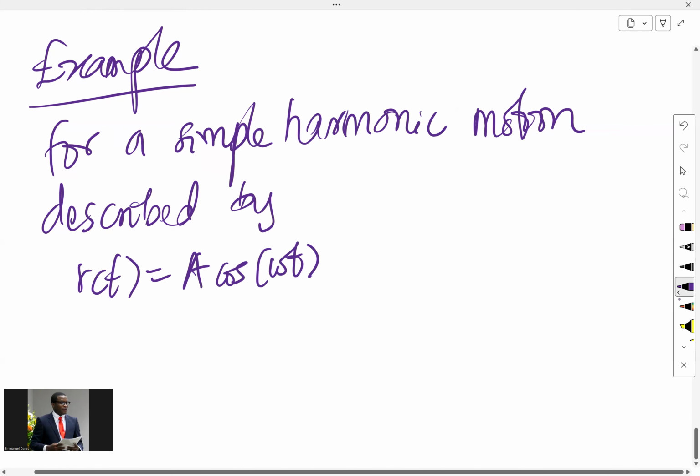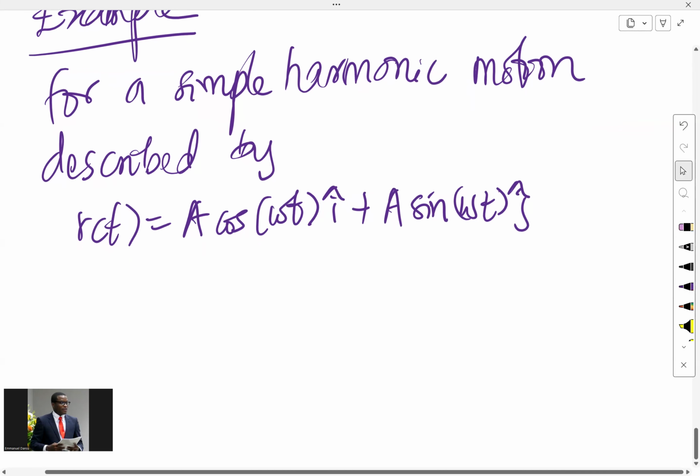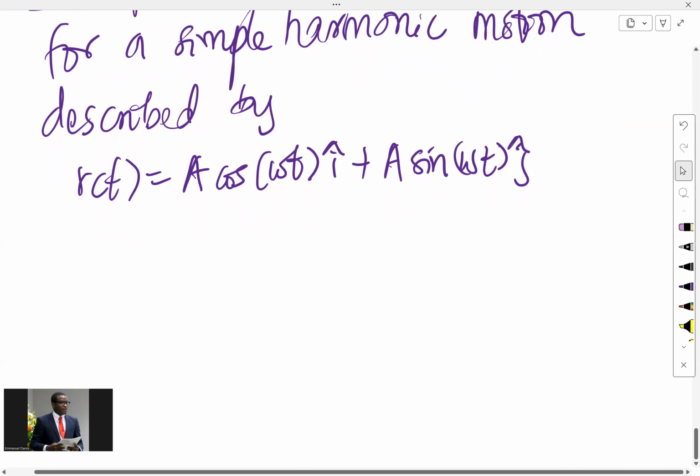a cos omega t i, plus a sine omega t j. Okay, so this is the position vector now. So we want to get all the things we've described so far.